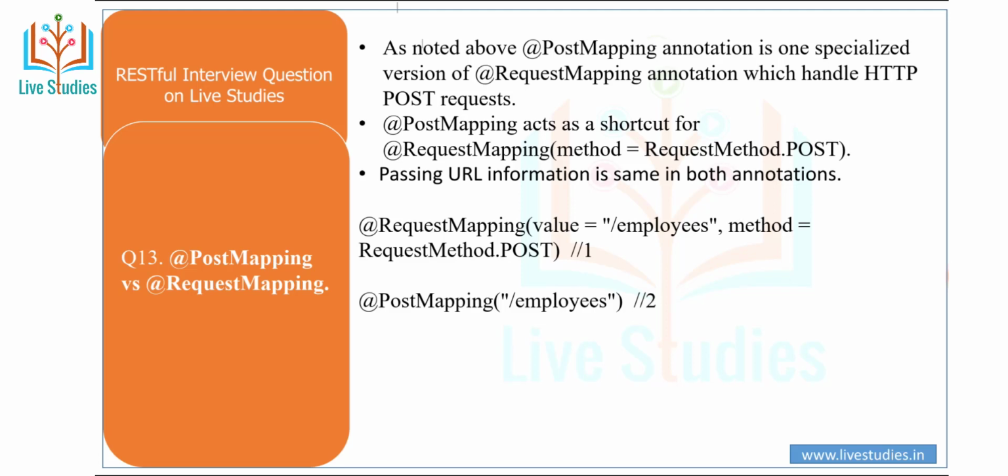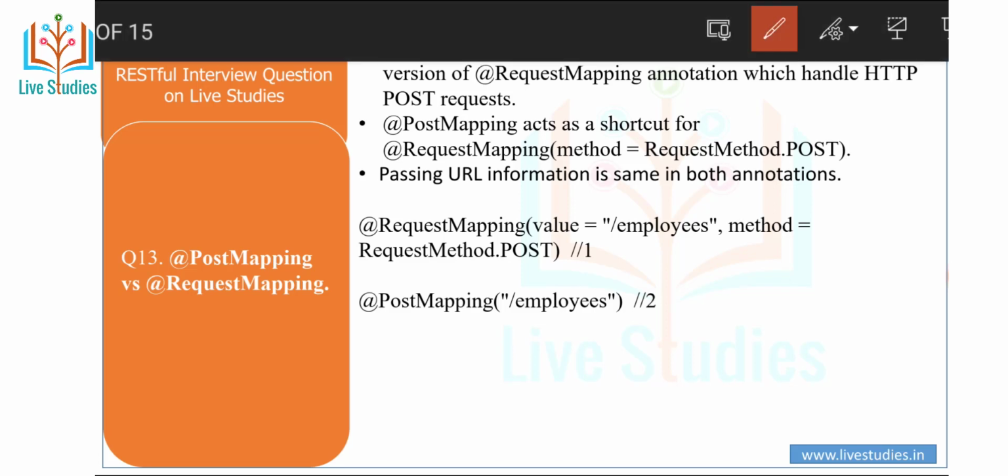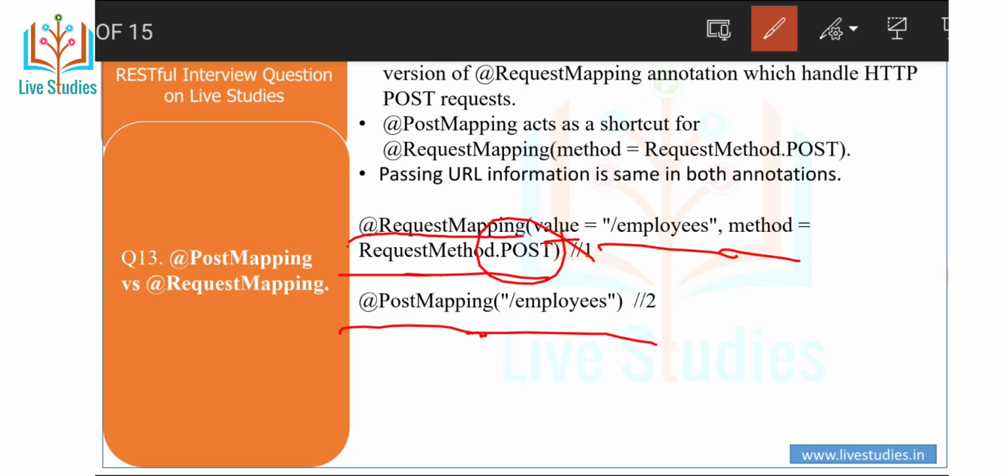Let's see the difference between the post and request annotations. With @RequestMapping, value is equal to employees and method is RequestMethod.POST, while in @PostMapping it is just @PostMapping with employee. There are differences between them.